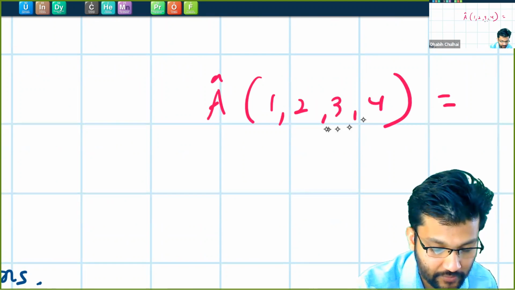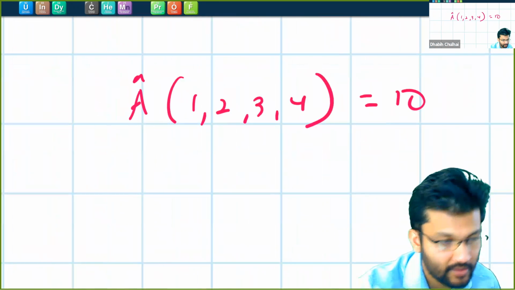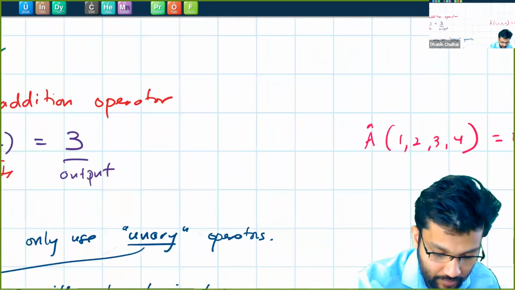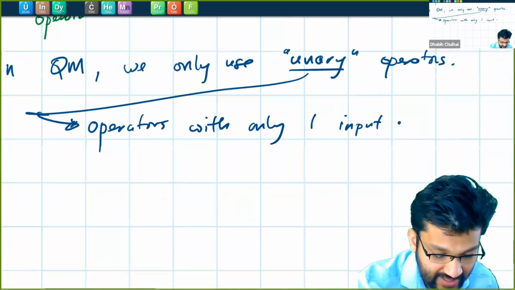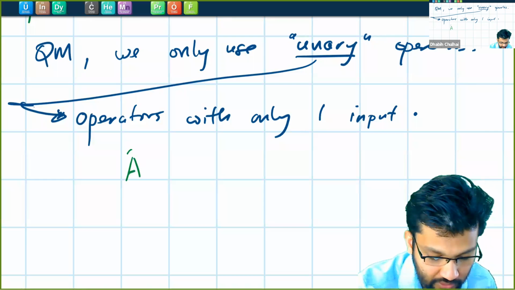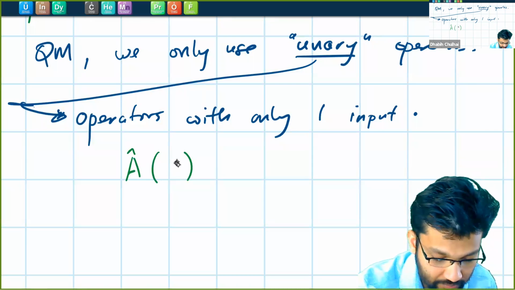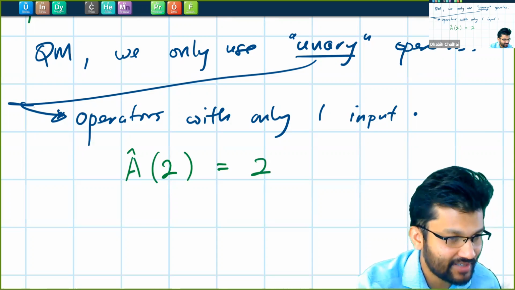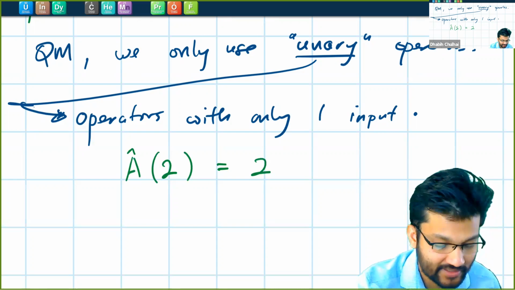And this will give you 10, right? So addition can have many different inputs. But in quantum mechanics, we can only have one input. So, really, we can do away with it; it will only take one input. So let's say you're adding 2. I mean, addition as a unary operator makes no sense.